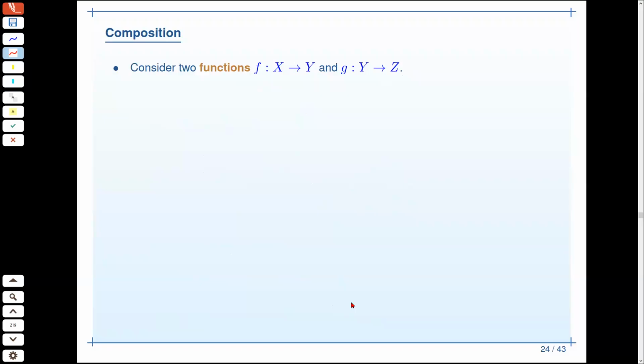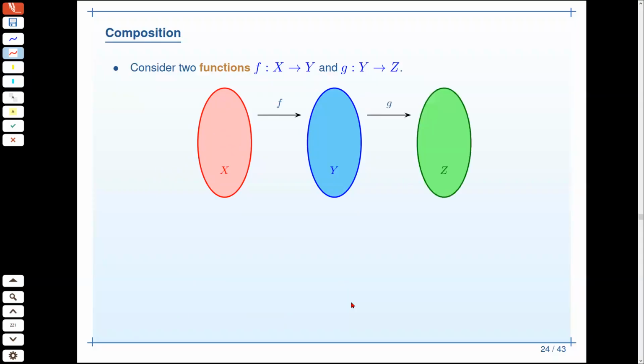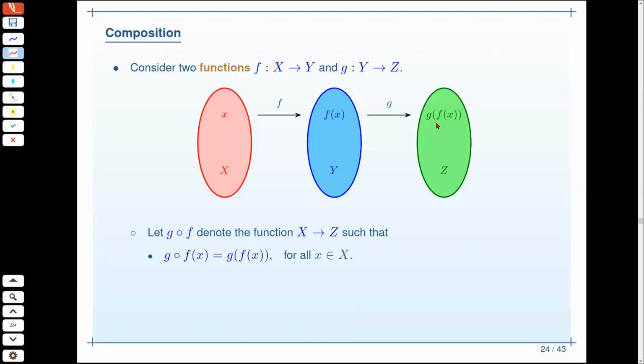Let's consider two functions, f from X to Y and g from Y to Z. So here is the picture. f sends the elements in X to Y, and g sends the elements from Y to Z. So this is the point x, sent to f(x), and f(x) is a point in Y, so it can be sent by g. The result is g(f(x)). This is the composite. We do the composition from the left, right?